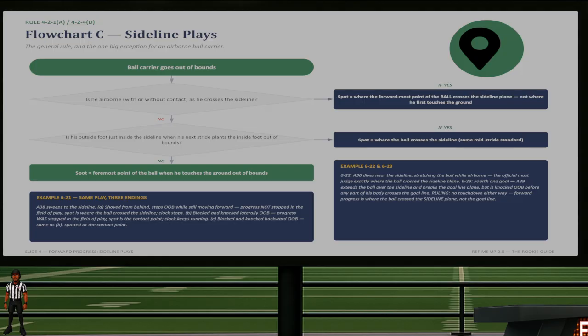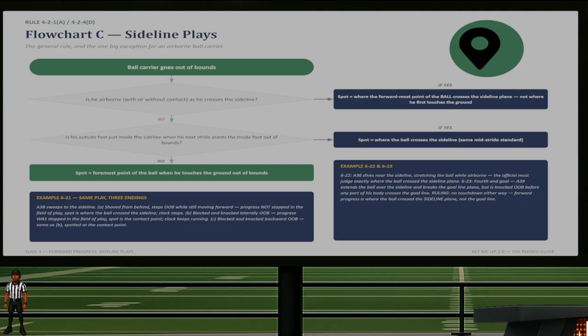In 6-22, A36 dives near the sideline, stretching the ball while airborne. The official has to judge exactly where the ball crossed the sideline plane. And in 6-23, on 4th and goal, A39 extends the ball over the sideline and breaks the plane of the goal line extended. But he's knocked out of bounds before any part of his body crosses the goal line. Ruling: no touchdown. Either way it's 4th down, because forward progress is where the ball crossed the sideline plane, not the goal line.